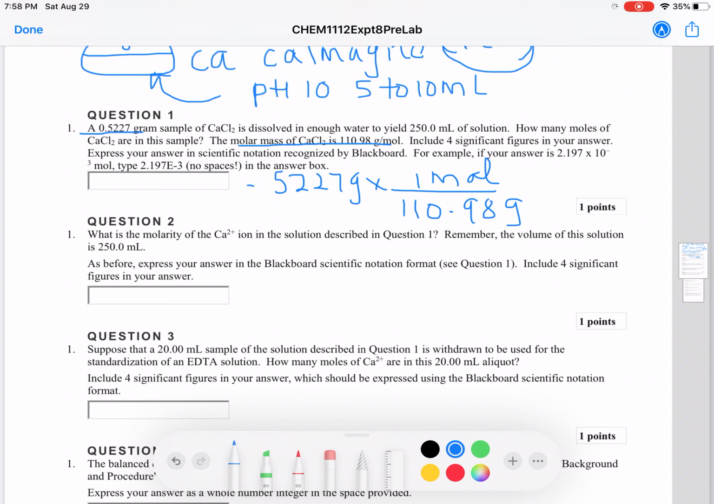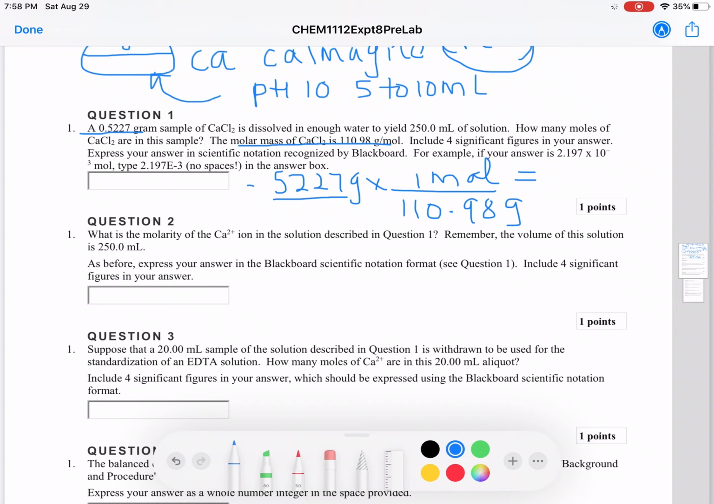When you are doing these calculations, you also need to consider your significant figures. So the rule for significant figures when you are dividing is you go by the fewest number of significant figures. So your numerator has 4 significant figures, and your denominator has 5 significant figures. So your answer has to be in 4 significant figures. Okay, so when you divide this, you will get a number.